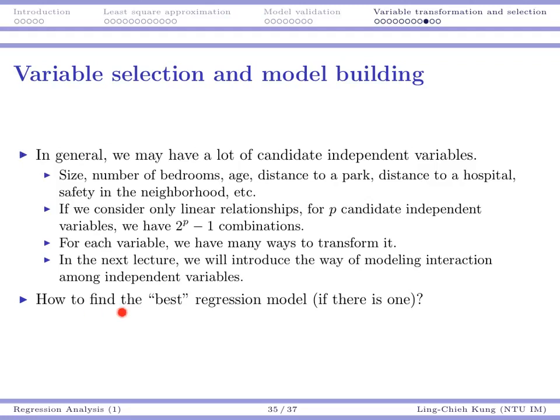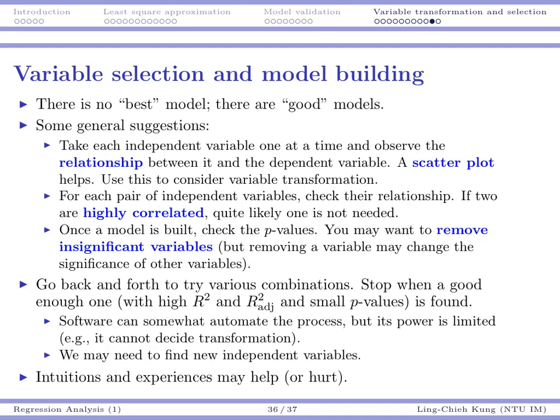We want to find the best regression model. Okay? Given a set of independent variables, the software can help you find the best coefficients. That's easy. But we need to somehow find the best combination of independent variables, either in linear or nonlinear ways. That's hard because the software cannot do that for us. So how may we find the best regression model? Well, my answer would be the following. There is no such best model, or at least we do not try to look for that. We try to look for good enough models.